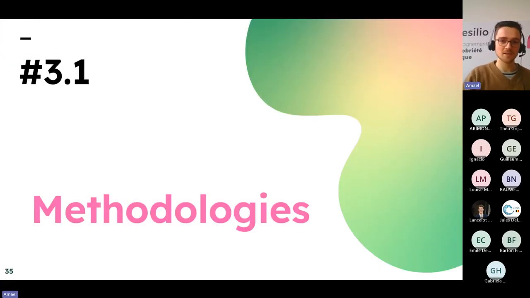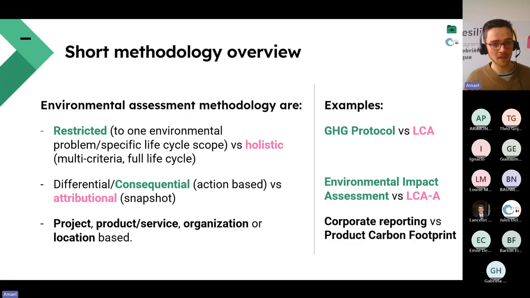I will jump into both of them, starting with methodology. So here is the technical part of the discussion. Going into the methodology, we can classify environmental assessment methodologies according to the scope and the perspective they take, plus the way they consider things. The scope could be restricted to one environmental dimension, one environmental problem, a specific life cycle scope, or a specific life cycle step, or it could be holistic. Holistic means multi-criteria: we widen our vision to consider the full life cycle and a multi-criteria approach. One example of restricted is the GHG protocol, which, as the name suggests, focuses only on greenhouse gas emissions.